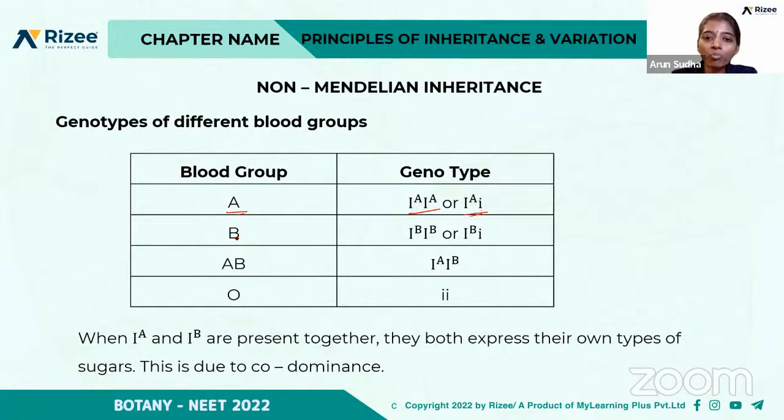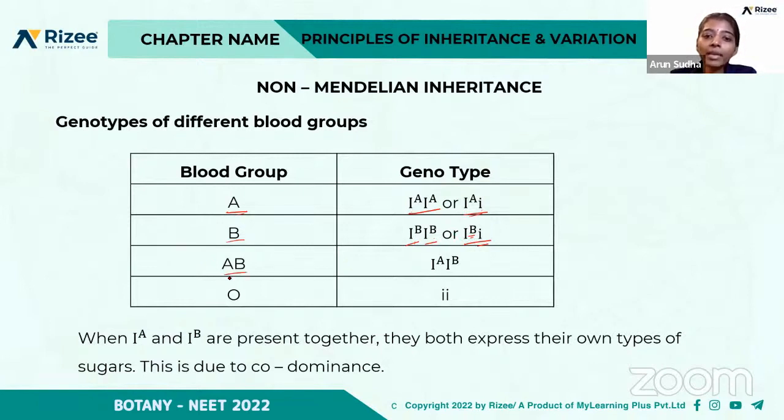Similarly, in the case of blood group B, they may have either IB and IB, one from each parent, or IB and i, that is, IB from one parent and i from the other parent. Then they will have the blood group B. Here IB is dominant over i, so when B is present, they will have the blood group B.